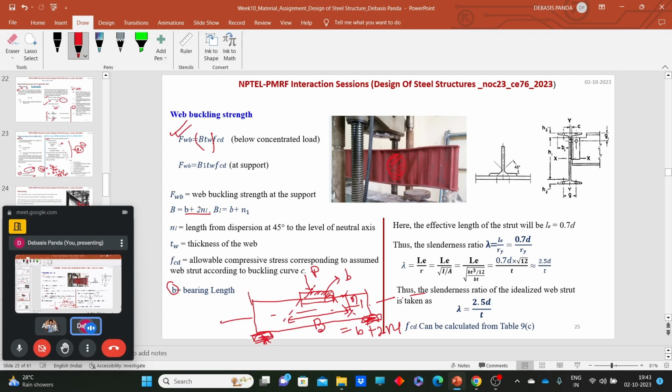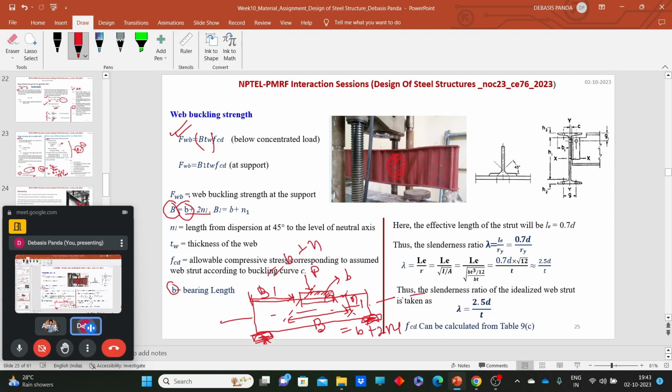Now for the support portion, the B will become this portion, let it be denoted by B1. So B1 will be equal to b plus N1, because we have two B1s, one from this side and one from that side. If we check one side of the support, then eventually the other side of the support against that web buckling strength will be safe. So to calculate that B, we need to know the bearing length.